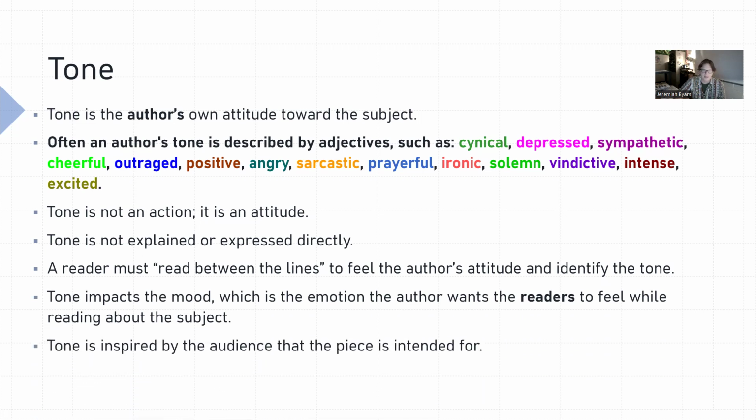Tone is inspired by the audience that the piece is intended for. Sometimes the audience is the writer, his or herself. Sometimes the writer just wants to write something that he or she would enjoy. The way they perceive themselves is the audience they're trying to write for, anyone who identifies like them. And so they try to write with a lot of voice and with a lot of personality.